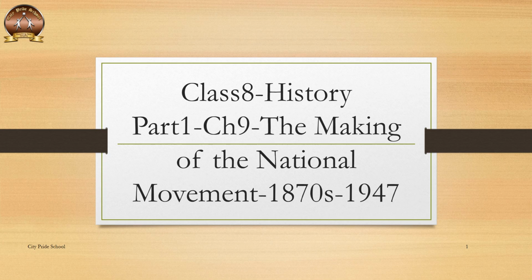Children, today we will start with History, chapter number 9, The Making of the National Movement. Children, in this chapter we will learn about the emergence of nationalism, the growth of mass nationalism, and about the Rowlatt Satyagraha. We will also learn about the participation, effort, and struggle of various national freedom fighters in independence.